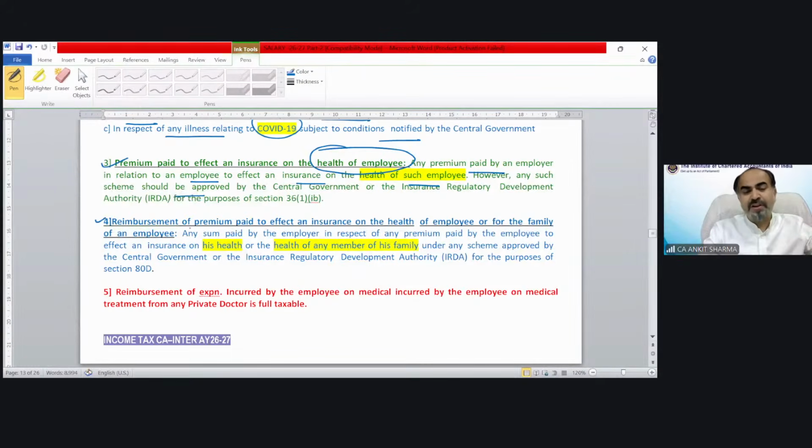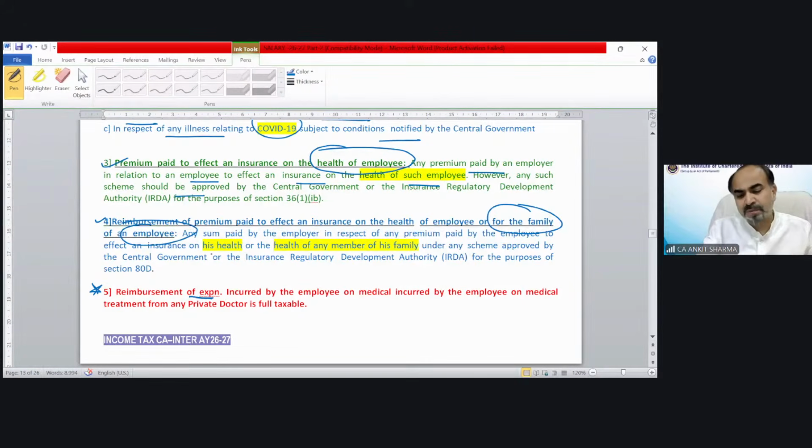Now, reimbursement of premium paid to effect an insurance on the health of the employee or the family of an employee. So even if the health insurance premium has been paid for a family member of the employee, that is going to be exempt. Fifth is very interesting. This point we have not covered yet in exemption, because this is going to be taxed.